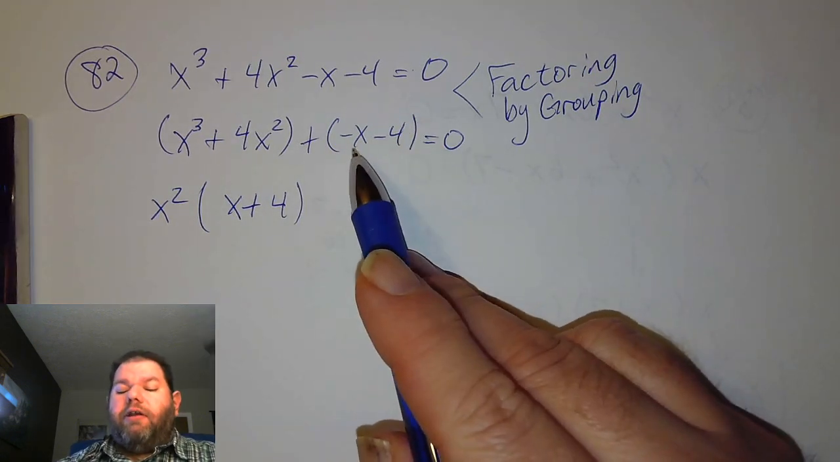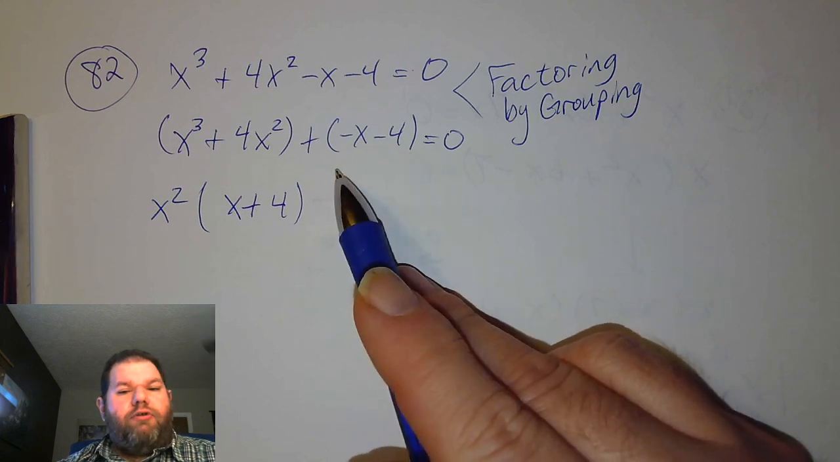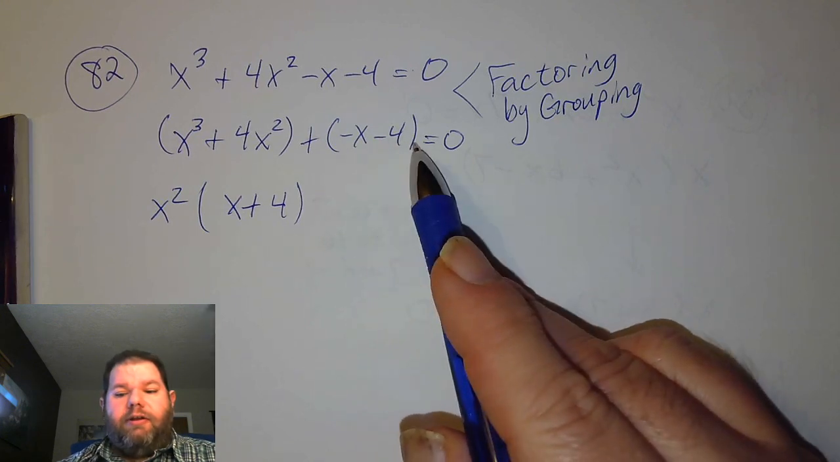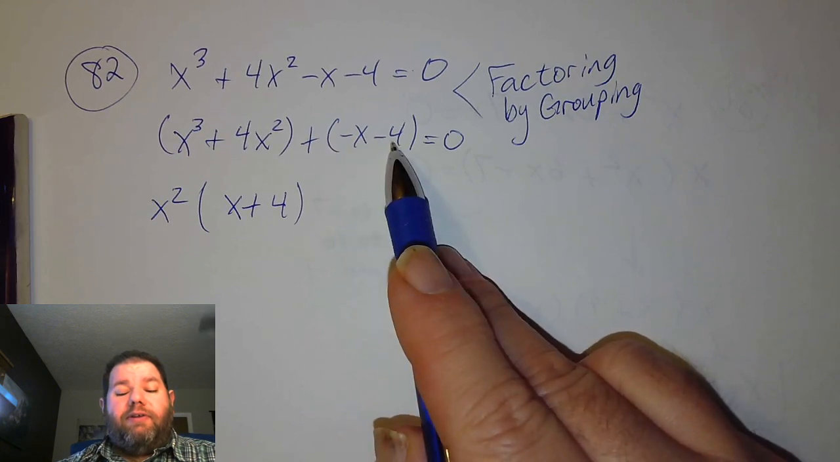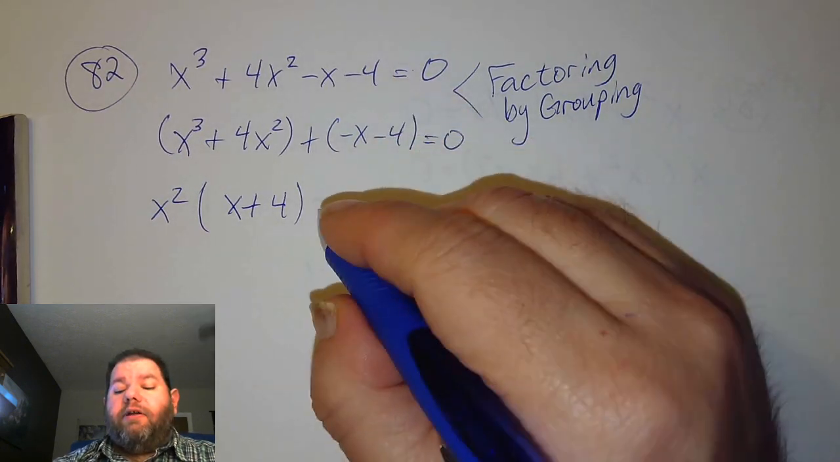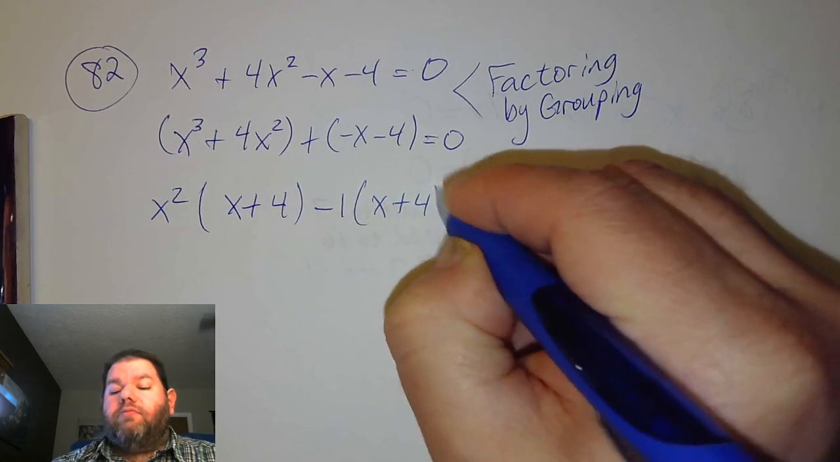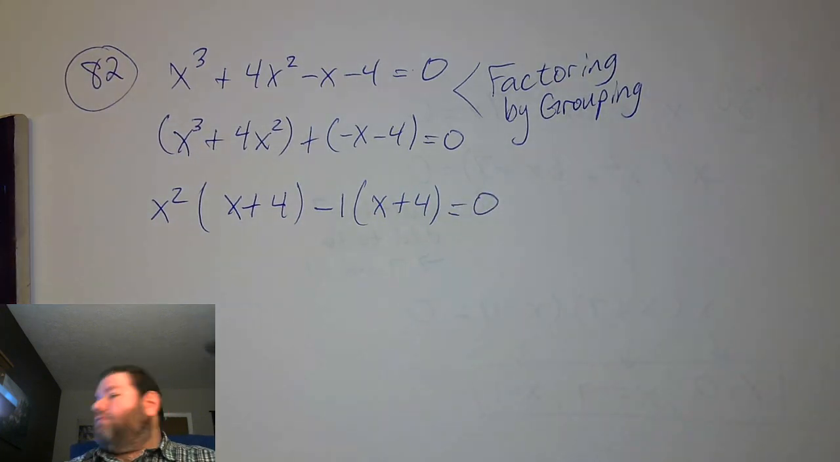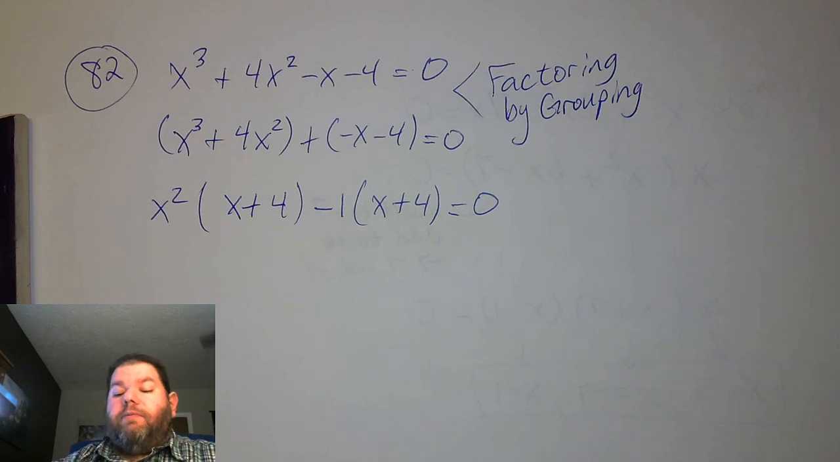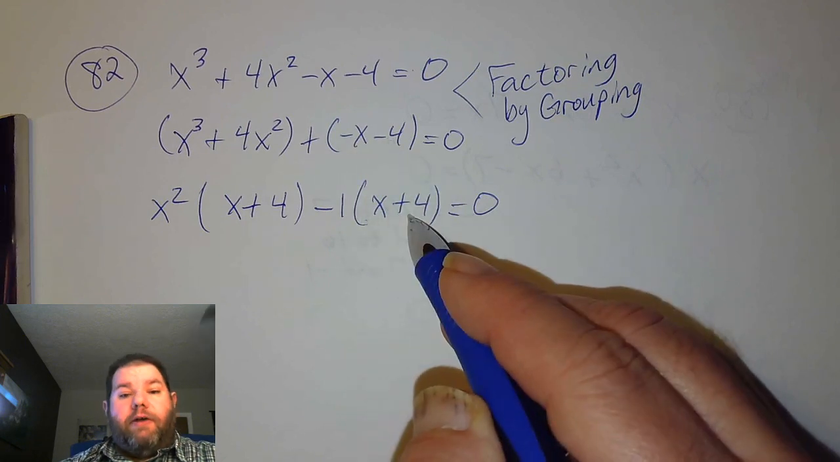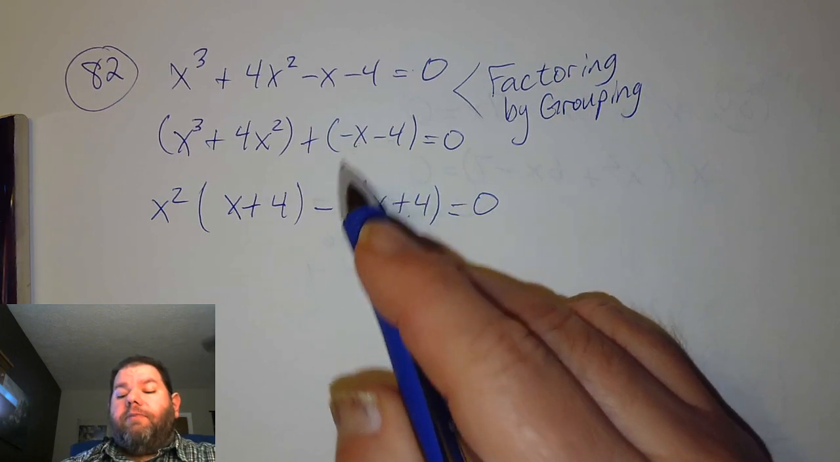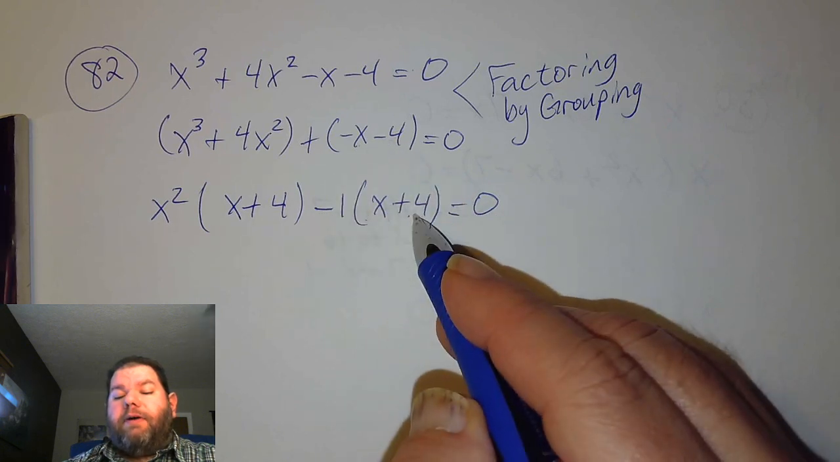Now, negative x minus 4, we look at those, there's really no number in common, and they don't have any x's in common. What they do have, though, is a minus in common, so let's factor out a negative. And we can think of it as a negative 1 if we like. So by taking out the negative, that turns both of these into positives inside the parentheses. Just divide by a negative makes positive, divide by a negative makes positive.